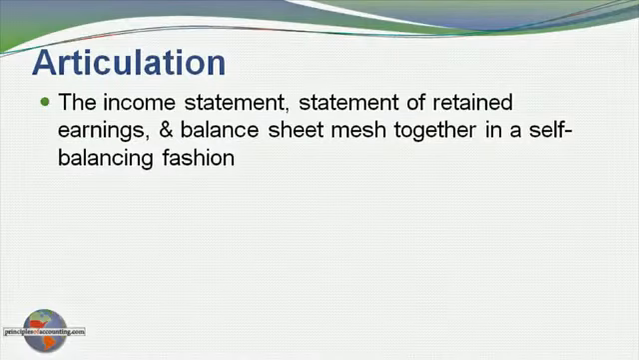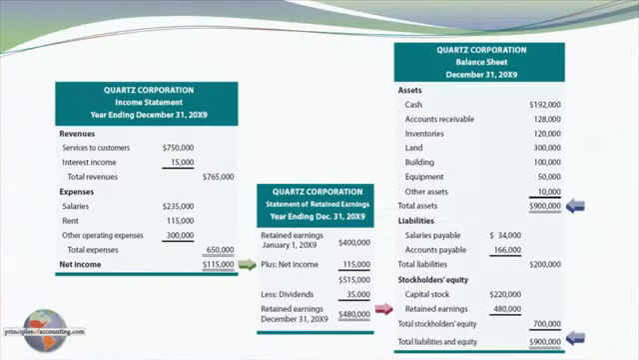Finally, I want to close by asking you to consider how the financial statements articulate or tie together or mesh together in a self-balancing fashion. And so if you'll study this illustration very carefully, you'll note that the revenues minus expenses gave rise to a net income of $115,000 that flowed through into the statement of retained earnings, the green arrow showing the flow through. Adding that to the beginning retained earnings and subtracting the dividends gave us ending retained earnings of $480,000, which is also the amount that appeared on the balance sheet and allowed the balance sheet to balance. Total assets now equal total liabilities plus equity.